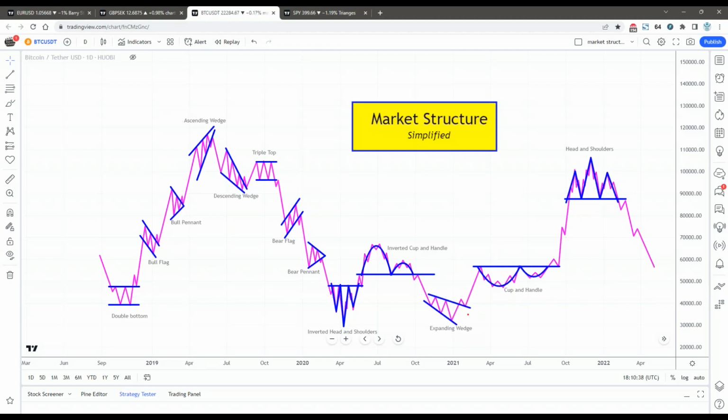Now, I personally, and I can only speak for myself, pay no attention to bull flags. Double bottoms are, to me, a waste of time, especially in the type of trading we're doing. We see double bottoms every 2 seconds. But if we look at things like bull pennants, ascending wedges, descending wedges, bear pennants, expanding wedges, what do they all look like? They all look like triangles. So I lump all of these together as triangles.